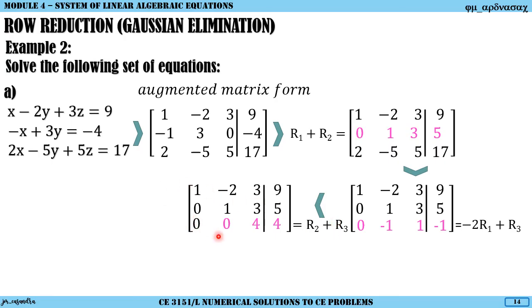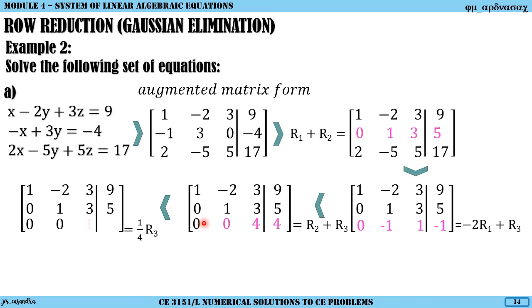And the next step is to simplify now our diagonal equal to 1. So we can do that by simply multiplying the third row by 1/4. So we'll now arrive at 0 times 1/4, 0 times 1/4, 4 times 1/4, 4 times 1/4. So we now have achieved our upper triangular matrix.